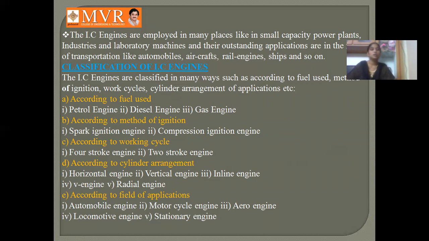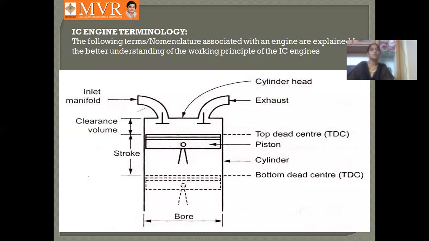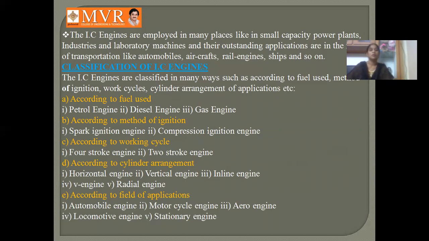Okay, these are the types of classification of IC engines. First, according to the fuel used: petrol, diesel, or gas engine. According to the method of ignition: spark ignition or compression ignition engines. Next, according to working cycle: four-stroke or two-stroke cycle engine. According to cylinder arrangement: horizontal, vertical, inline, or radial engine. Next, according to field of application: automobile engine, motorcycle engine, aero engine, locomotive, and stationary engine.